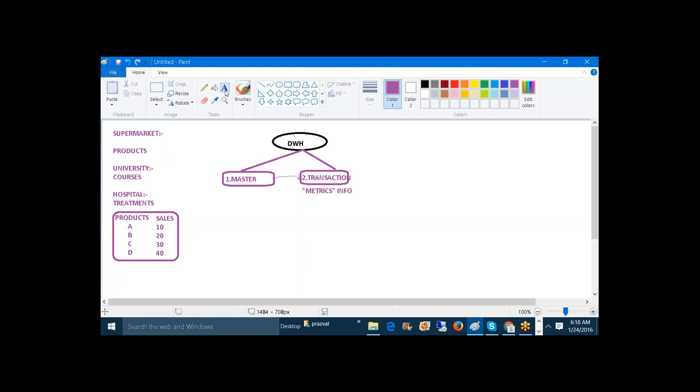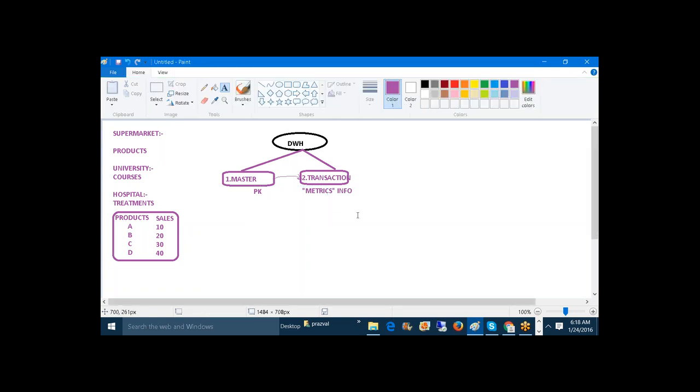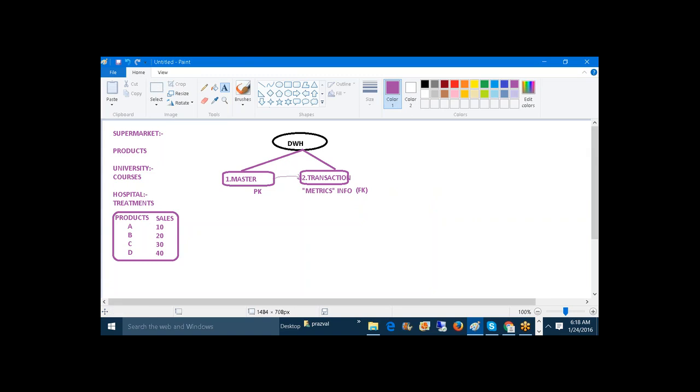So how to define the parent-child relationship? In the data warehouse or in the database, the parent-child relationship can be established with the help of the primary keys and the foreign keys. The key thing is, without the parent the child cannot exist. Without the master, the transaction cannot exist.